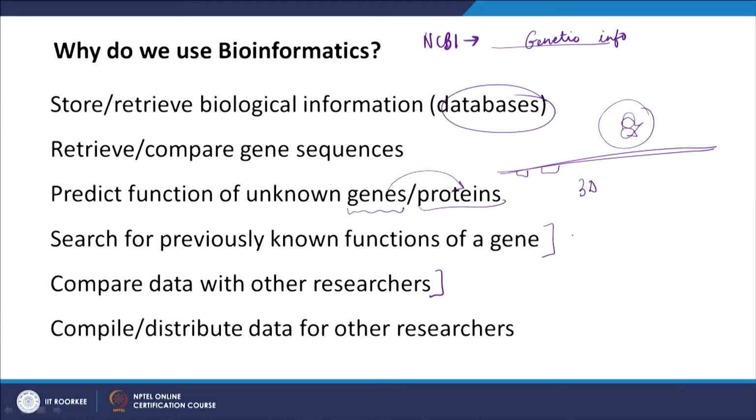I can match this gene with databases, or I can translate this gene into protein in silico, which means I do it on software, on a computer. I don't have to actually clone it into a bacteria using a vector and then make the bacteria express it. So once I have translated it in silico, I can match it with the existing database and find out what is the experience, what are the observations of other researchers. That's it. I can compare data with other researchers, and then I can compile and distribute data for other researchers.